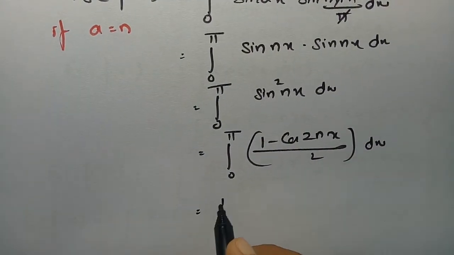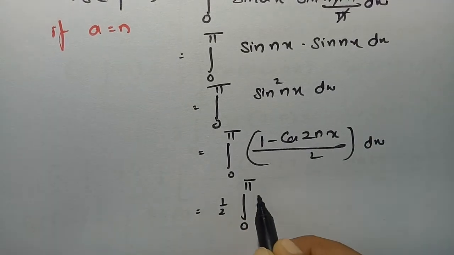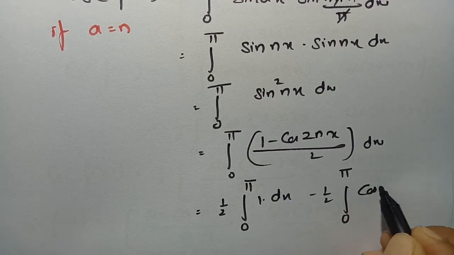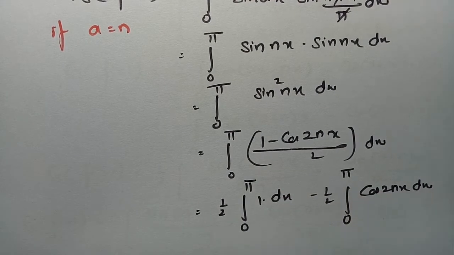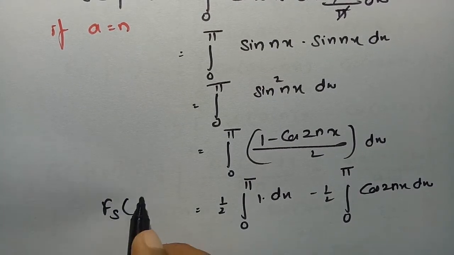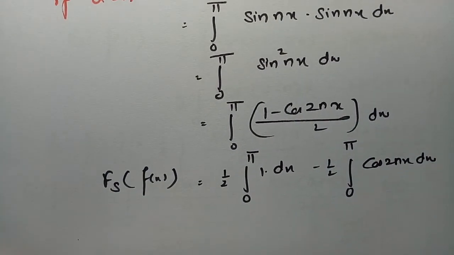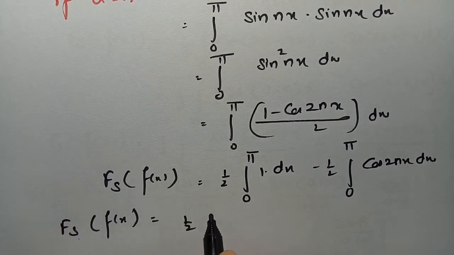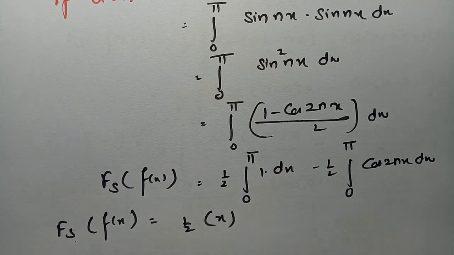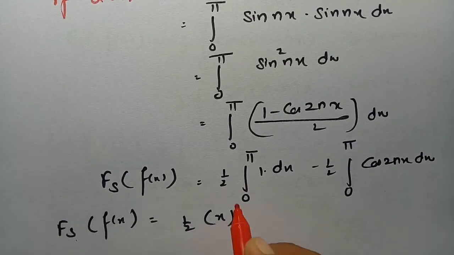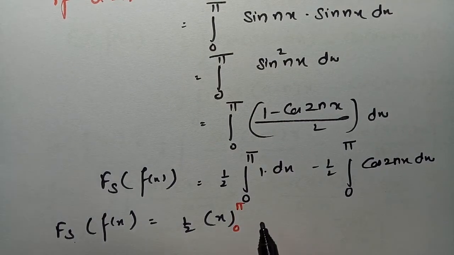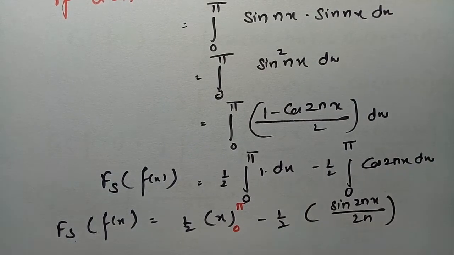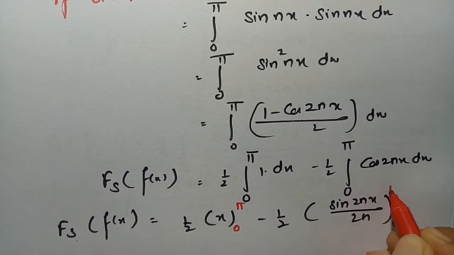So this is equal to half times the integral from 0 to pi of 1 dx, minus half times the integral from 0 to pi of cos 2nx dx. So this is nothing but the Fourier sine transform of the function f of x. It is half times x between the limits 0 to pi, and for this the integration of cos 2nx is sin 2nx by 2n, between the limits 0 to pi.